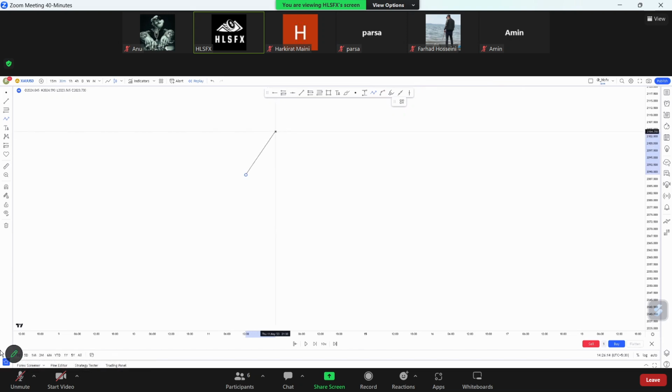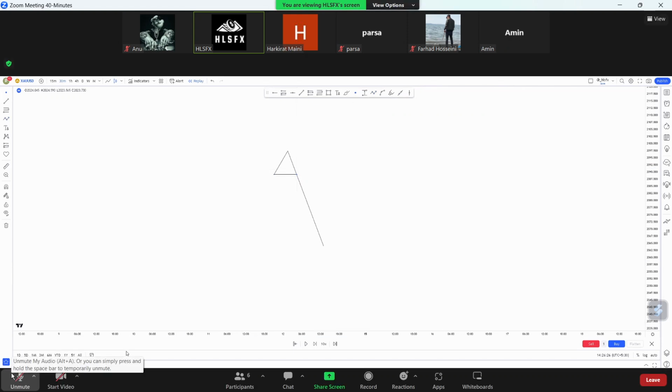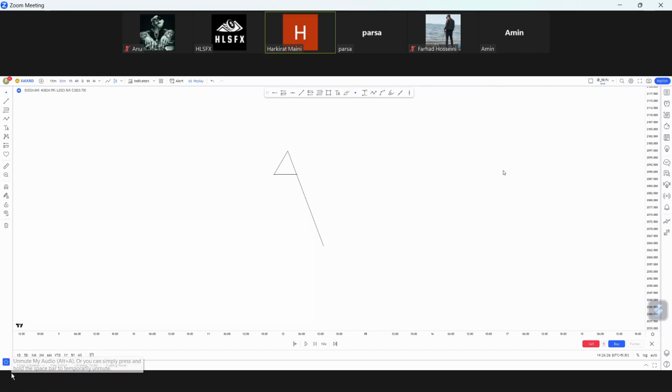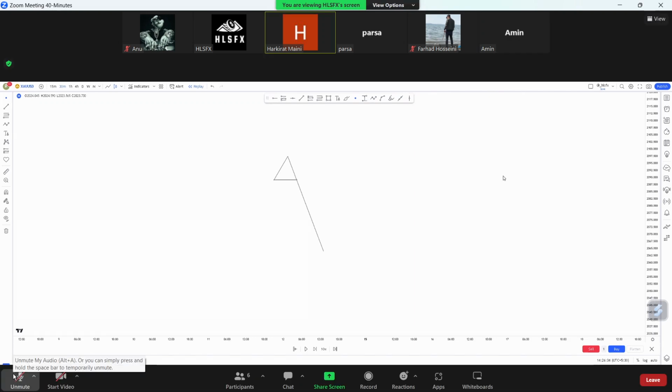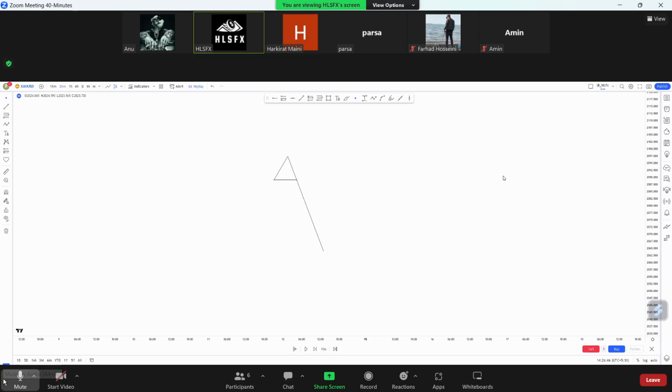So now let's say we have something like this. When we have something like this, smart money traders. How many of you are trading smart money? Let me know, please. I trade the smart money concept. Me too. What about Parsa? Yeah. Me too. And Anurag and Harkirat? Yes, I also trade the concept. And about Fahad? I think Fahad is not here. Okay, so no problem. So yeah, most of you are familiar with the smart money stuff.